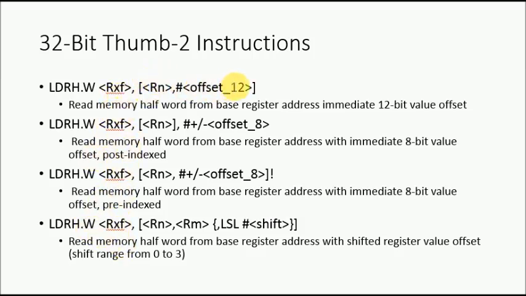So how to calculate the physical address? You remember Rn contains the base address. In the first method the offset is directly given. In the second method the offset is given, but the offset is 8-bit. Here we have the facility to make the offset positive or negative.